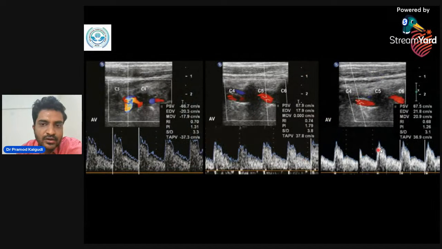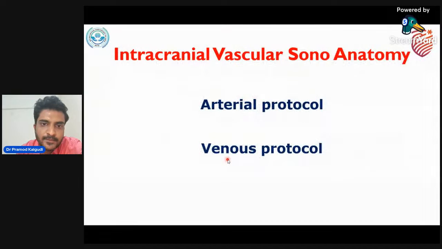So this is a rough outline of the entire vertebral artery, arising from C6 going up to C3. So this is the spectrum you get once you start measuring the velocities from C6 to C3. This is all the V2 component of the vertebral. With that, we'll go into the intracranial part, which has an arterial protocol and venous protocol.